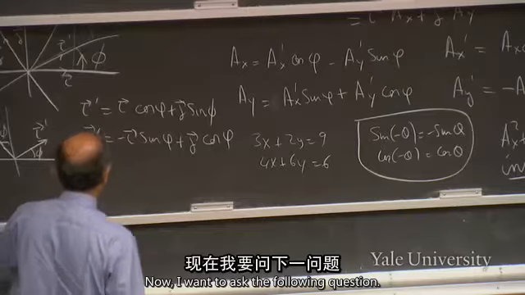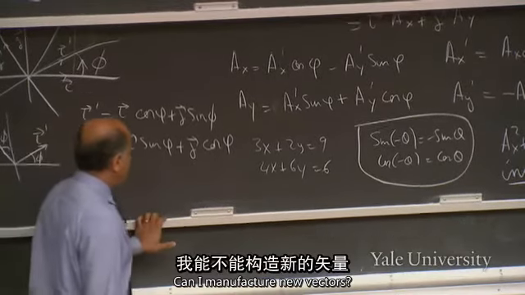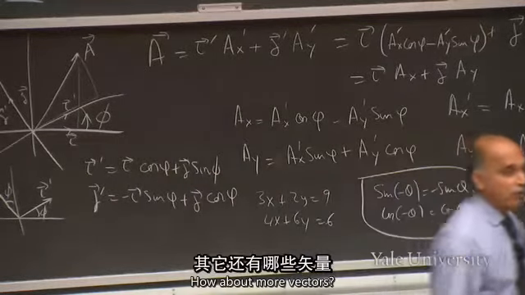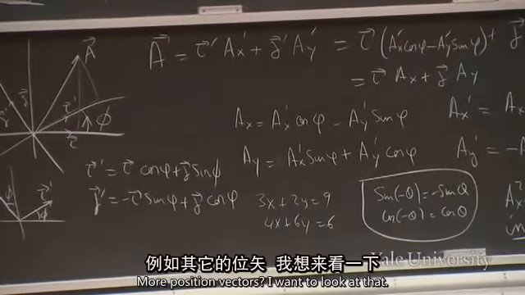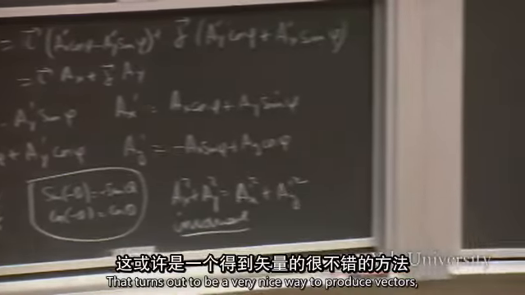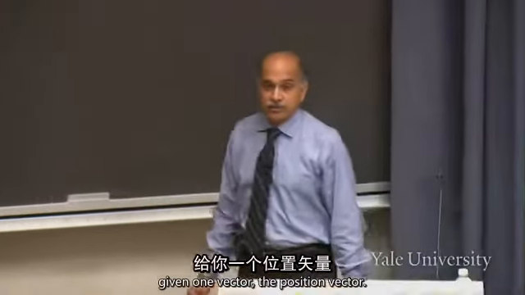All right, so now I want to ask the following question. Can I manufacture new vectors? We got one vector, which is r. How about more vectors, more position vectors? So I want to look at that. So that turns out to be a very nice way to produce vectors given one vector, the position vector.